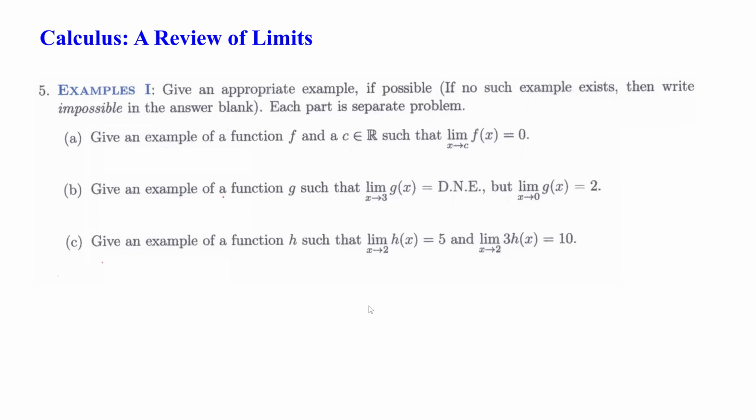All right, A. Give an example of a function f and a real number c such that the limit as x goes to c of f of x is 0. So this is just asking, can you think of a function whose limit is 0? Well, a simple function is... And by the way, I'm asking for two things, the function f and the value of c. So I'm going to choose c to be 1, and f of x is x minus 1. And we know the limit as x goes to 1 of x minus 1 is 0.